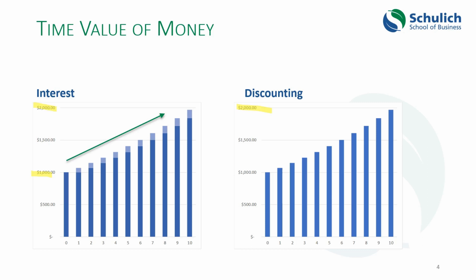Well, we just take the interest calculation and we turn it upside down. So instead of moving from left to right through time, we work backwards from that future date to come up with a value. So if you have a payment of $2,000 that is due in 10 years and you discount it at 7%, you're going to come out with a figure of approximately $1,000.